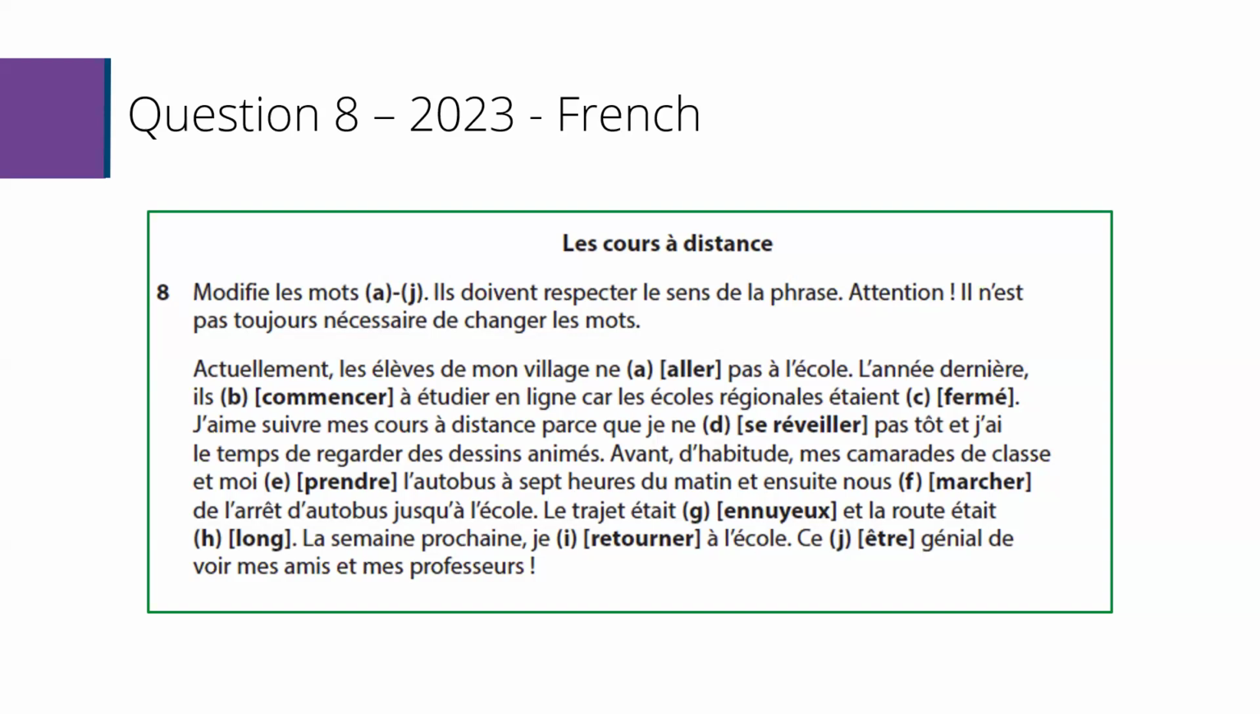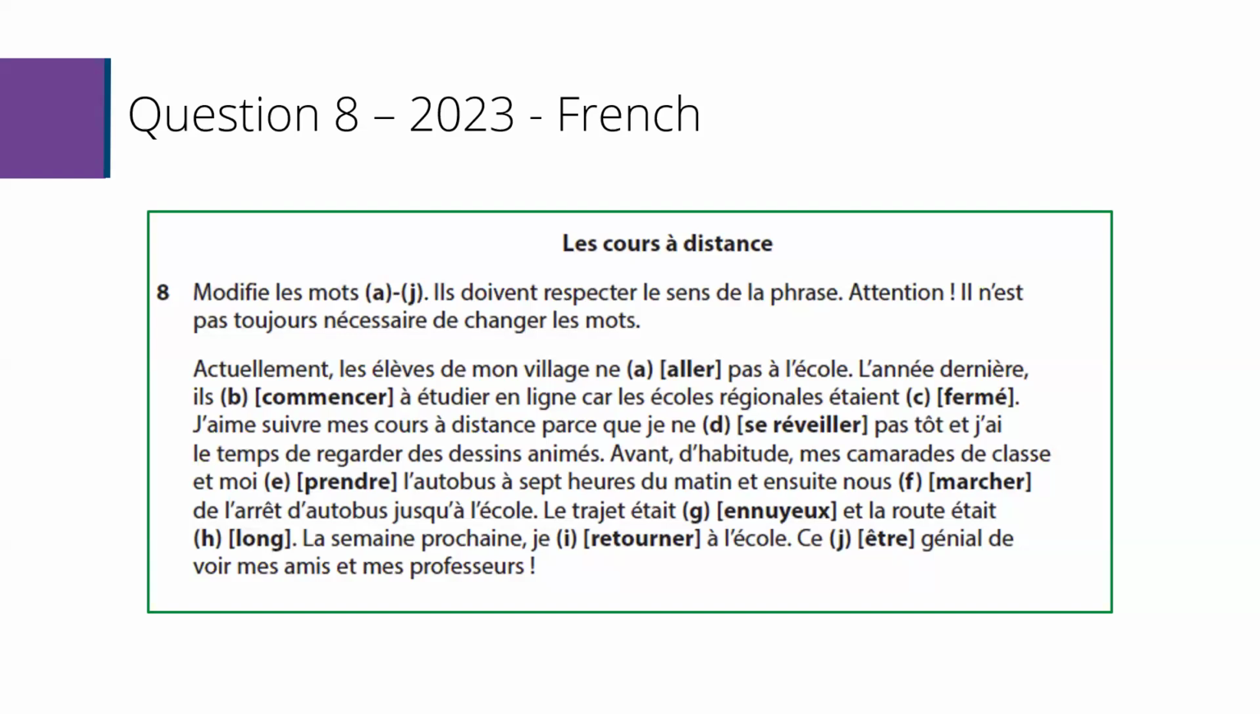When we're looking at the verbs, we need to look at the whole sentence for evidence of the required time frame. So it starts, "At the moment, the pupils in my village do not to go to school." Okay, so we've identified from the words "at the moment" the present tense, that we need a present tense.